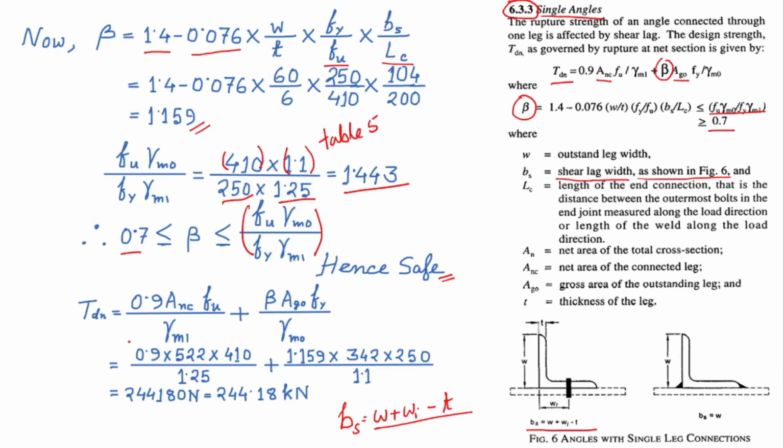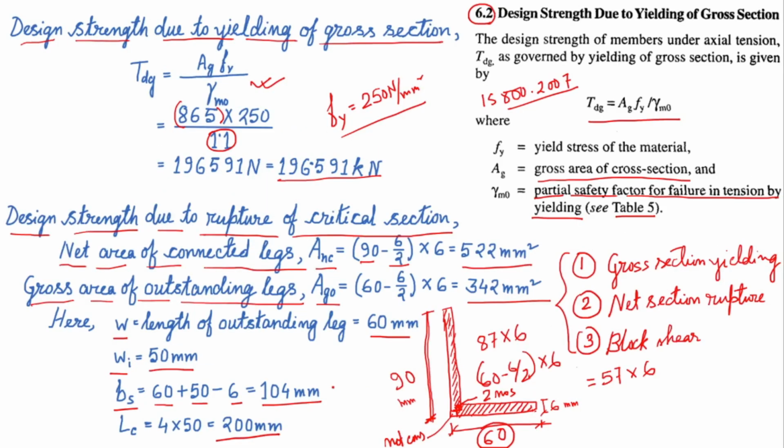Next, we have to calculate TDN. We have to use this formula. Okay, 0.9 ANC FU by gamma m1 plus beta AZ naught FY by gamma m naught. So if you put the corresponding values of ANC, FU, gamma m1, etc., we will get the value of TDN as 244.18 kilonewton. So this is the design strength of the angle due to rupture of critical section.